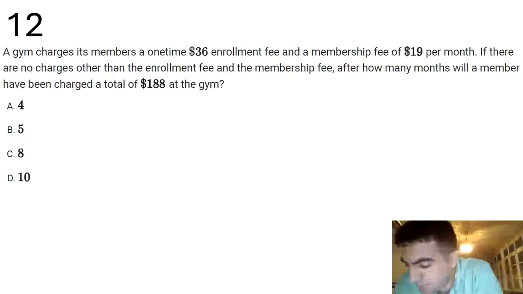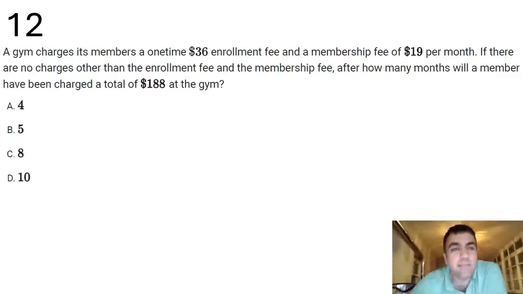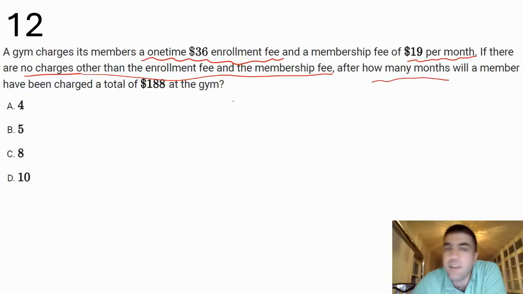Let me read this problem. A gym charges its members a one-time enrollment fee, and $19 per month. If there are no charges other than the enrollment fee and the membership fee, after how many months will a member have been charged a total of $188 at the gym? Mr. Saif and Mr. Fear say 8.